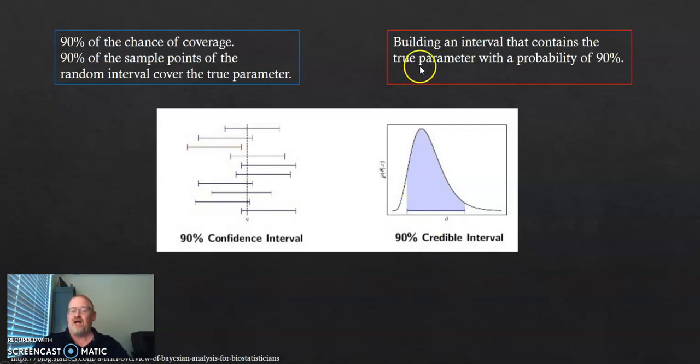But over on the right-hand side, now we see a typical distribution. Using the Bayesian model, the posterior, here we're building an interval that contains the true parameter with a probability of 90%. So the way we would normally speak is, I want to know what is the probability that this parameter theta lies between two values? The credible interval is going to give me that information. The confidence interval will not give me that specific information.